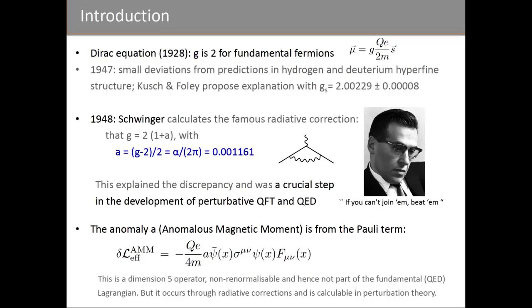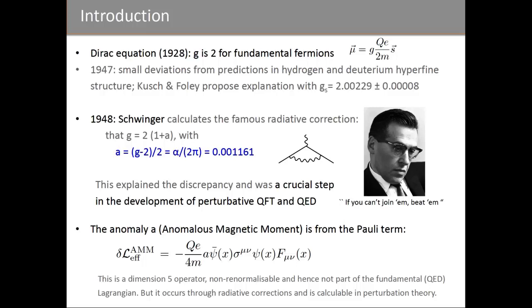So Dirac gave us, of course, not only the prediction that there must be antiparticles, but a consequence of the Dirac equation is that for a fundamental spin-1/2 fermion, g is 2. And then small deviations were seen already in 1947. That was in hydrogen and deuterium hyperfine structure measurements. And then people said, well, if we just put this factor g_s a bit away from 2, then everything would be fine. But of course, why would that be the case?